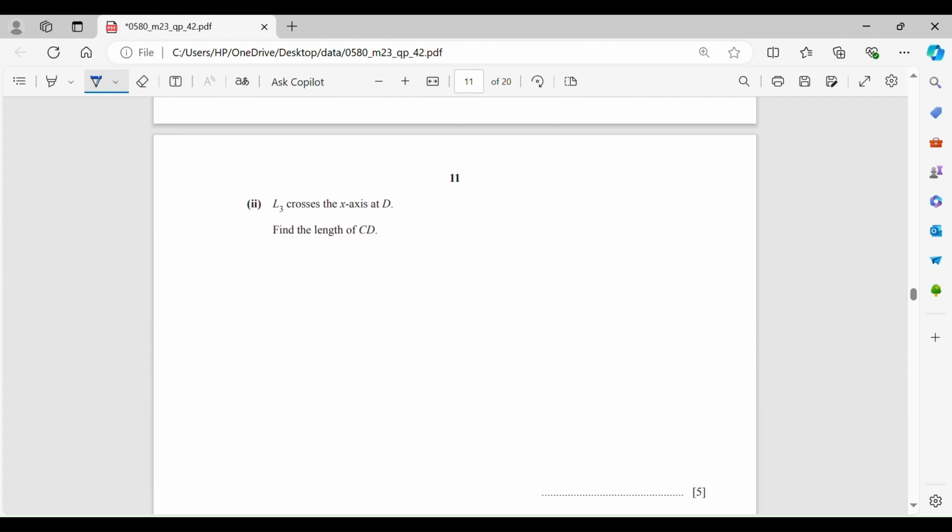Next is the second part. L3 crosses the x-axis at D. Find the length of CD. So it is crossing the x-axis, that means y will be equal to 0. So its coordinate point will be, let's say, x and 0, right? Find the length of CD. So we have the equation of the line L3. The equation of the line L3 is y will be equal to 2x minus 1, right?